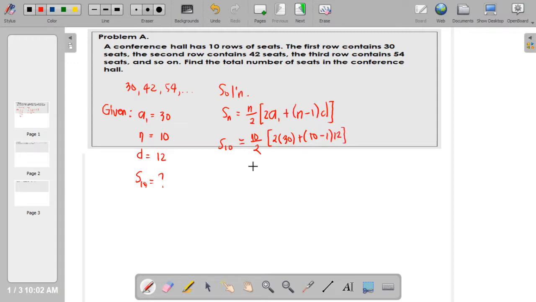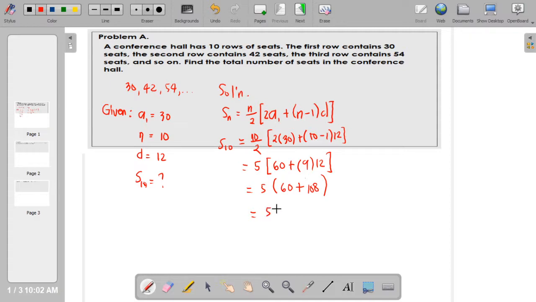Okay. Now from here, we're going to say 10 divided by 2 is equal to 5. And then 2 times 30, that is 60. Plus, what is 10 minus 1? 10 minus 1 is equal to 9 times 12. Now from here, we copy 5, and then we copy 60. We cannot add yet because it is multiplication, so plus, what is 9 times 12? That should be 108.